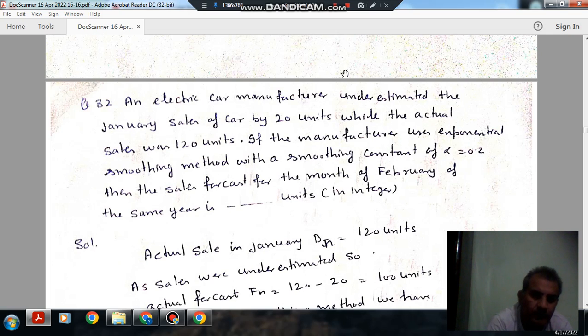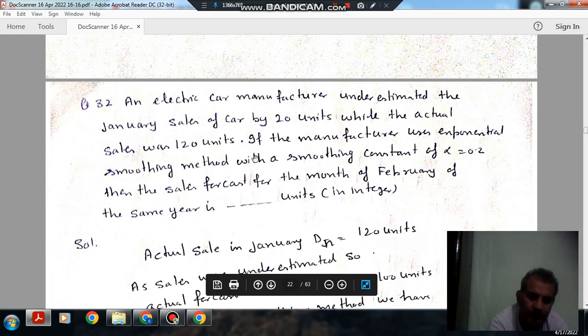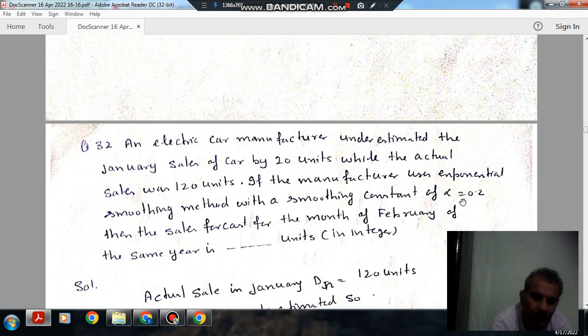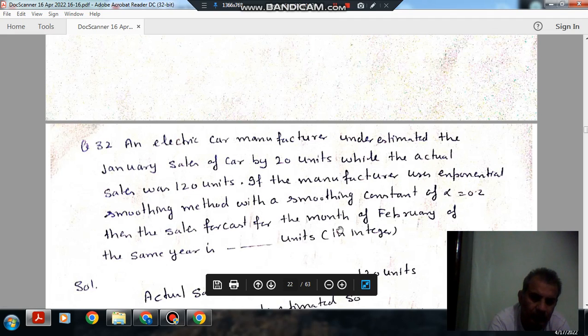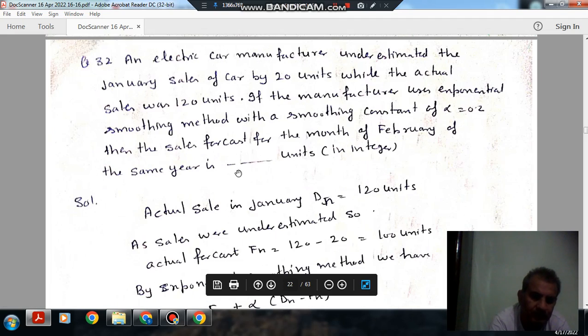Question number 32: an electric car manufacturer underestimates the January sale of cars by 20 units, while the actual sale was 120 units. If the manufacturer uses the exponential smoothing method with a smoothing constant of alpha equal to 0.2, then the sales forecast for the month of February of the same year is dash units, in integer.